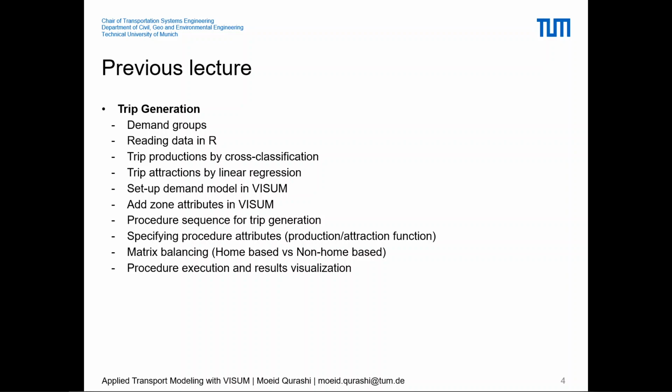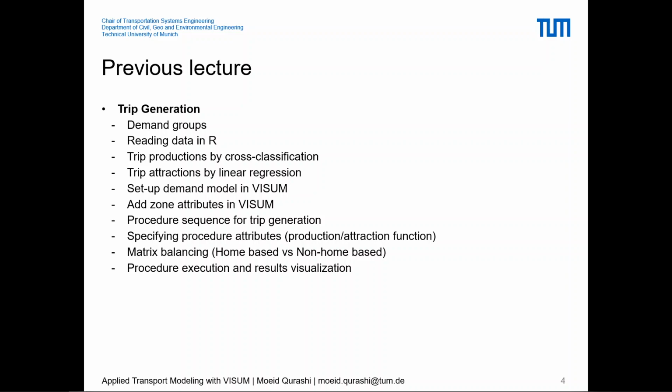We set up the same demand model that we assumed, or we classified in the start, and we replicated the same demand model in Visum. And then we added the zone attributes that we had from the Excel sheet. We copied the same zonal attributes in our model, and then we created a procedure sequence for the trip generation step. In this procedure sequence, we specified the attributes, like the production and attraction functions, and also the matrix balancing.